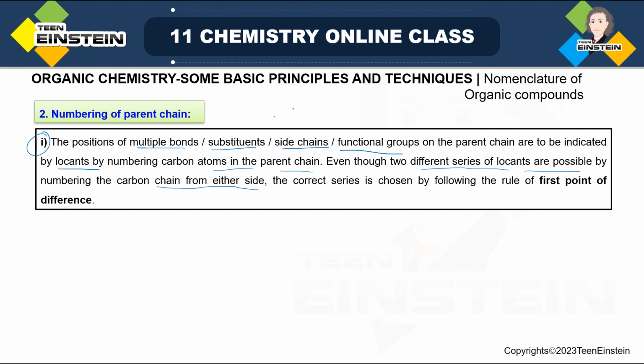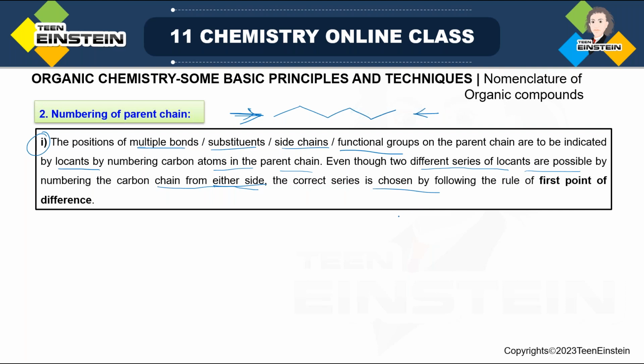Even though two different series of locants are possible by numbering the carbon chain from either side. So once you have chosen the longest chain like this, you can start numbering from this side, left hand side, or you can start from right hand side. Now when you do so, you will see both will not give you the same position for all these multiple bond, substituent, side chains. So there will be some difference. Now how will you understand which one is correct, whether to number from this side or the other side? Either side, right? Now the correct series is chosen by following the rule of first point of difference.